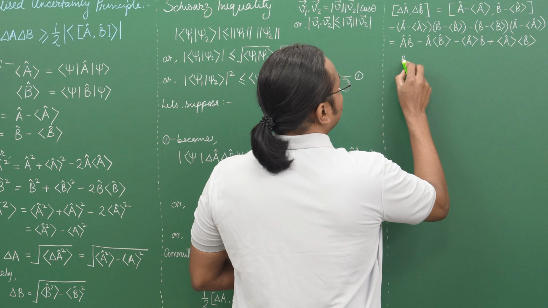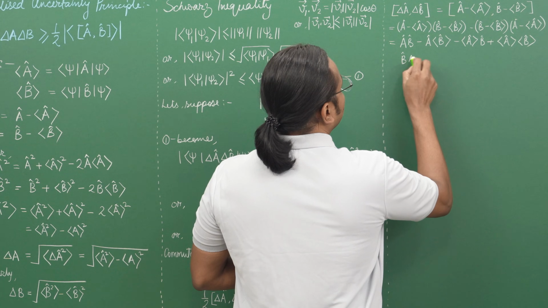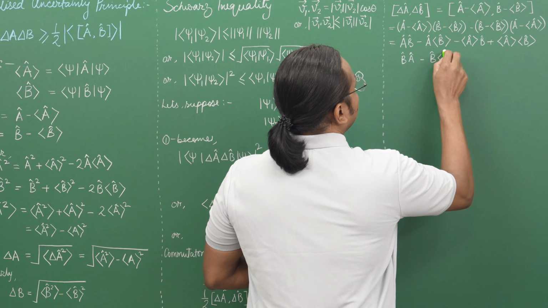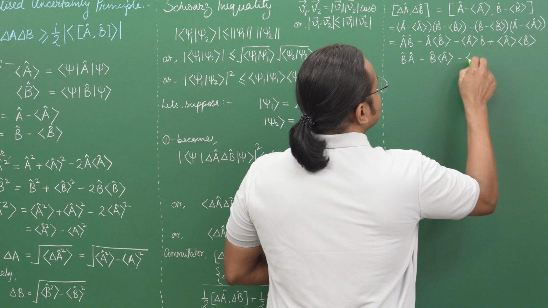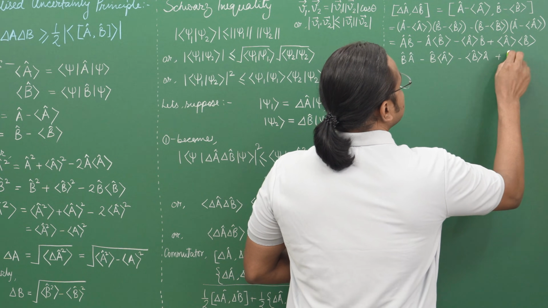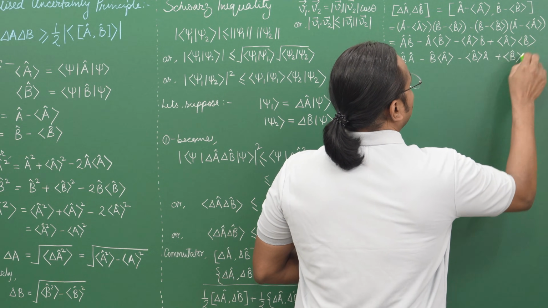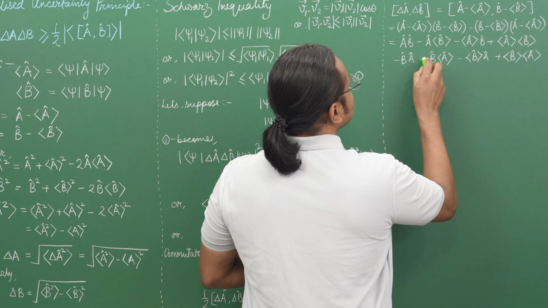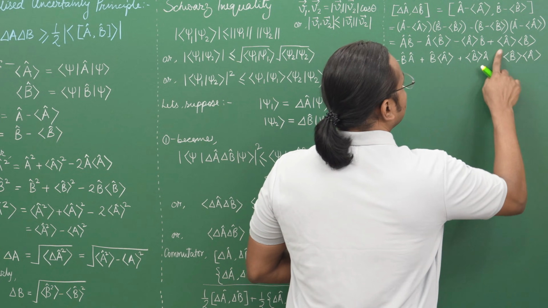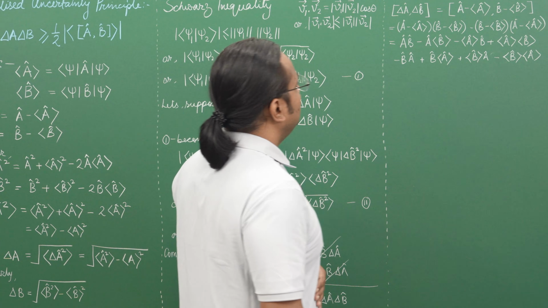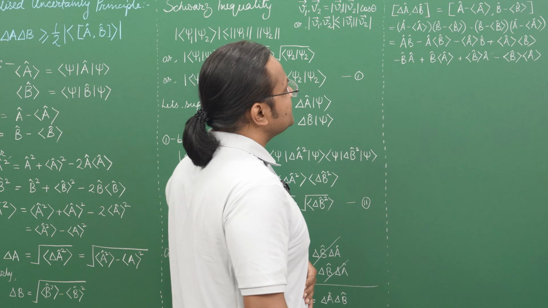I'll have BA minus B expectation value of A minus expectation value of B A plus expectation value of B and expectation value of A. Because there's a minus sign here, this will become minus, plus, plus and minus. Okay. Now, here we can cancel out various expressions.